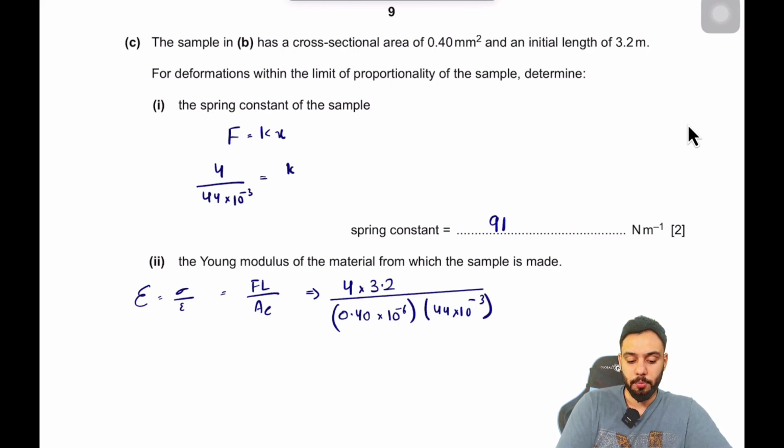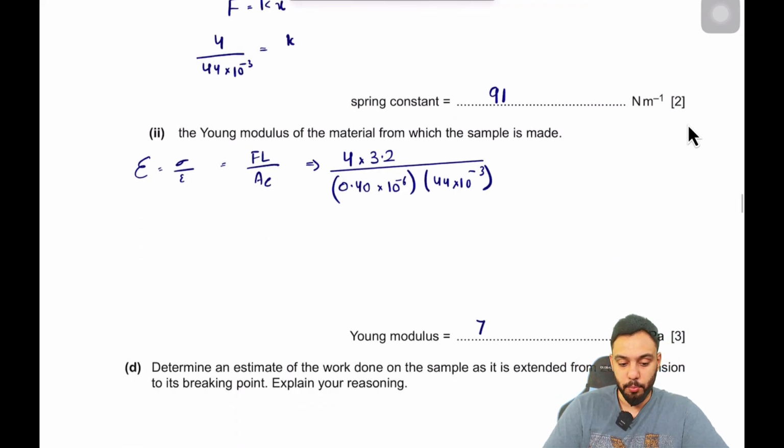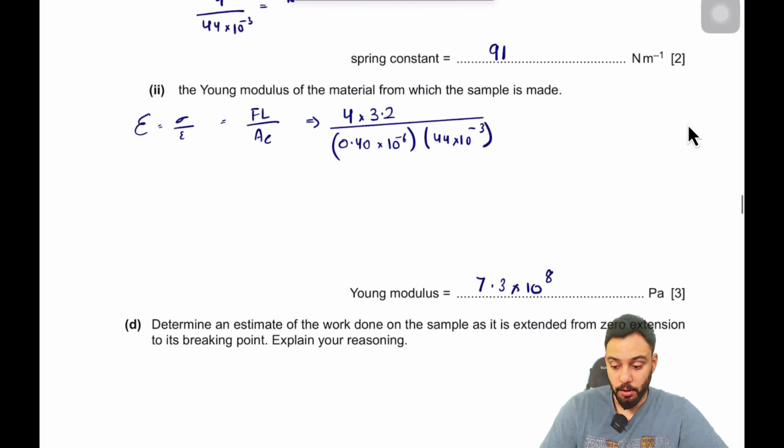Your value is going to be a very big value, and that's a really big value. So I'm getting 7.3 times 10 to the power of 8 pascals. Okay, that's good.